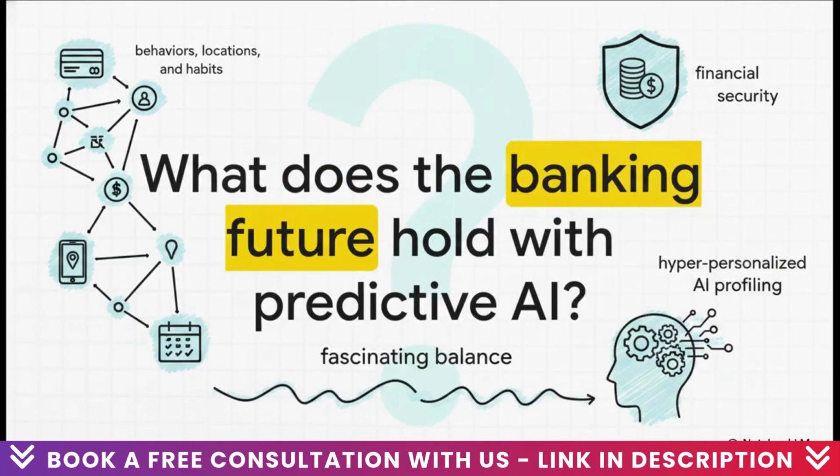Which leaves us with this final thought. To protect us in milliseconds, these systems are building incredibly deep, nuanced, graph-based profiles of our behaviors, our locations, and our habits. It is an absolute engineering marvel that keeps our money safe. But it does make you wonder, what does the future of banking look like when these protective AI systems inevitably know our daily habits better than we know them ourselves? It's a really fascinating balance between ultimate financial security and hyper-personalized AI profiling.